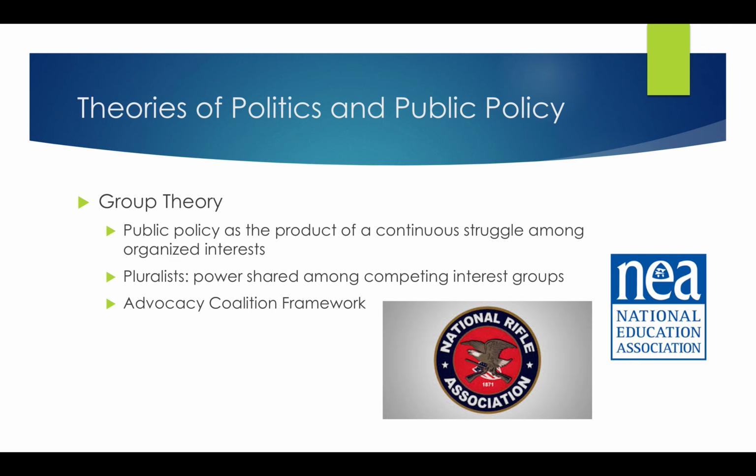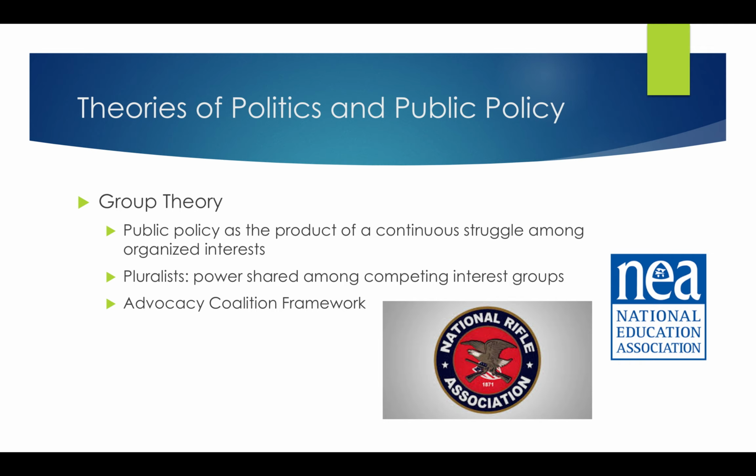Group theory posits that public policy is a product of a continuous struggle among organized interests. In this theory, power is shared among interest groups, and if one interest group has too much power or does not represent the population well, then a competing interest group will be formed to influence policy. The people who view public policy making from this perspective are often referred to as pluralists.